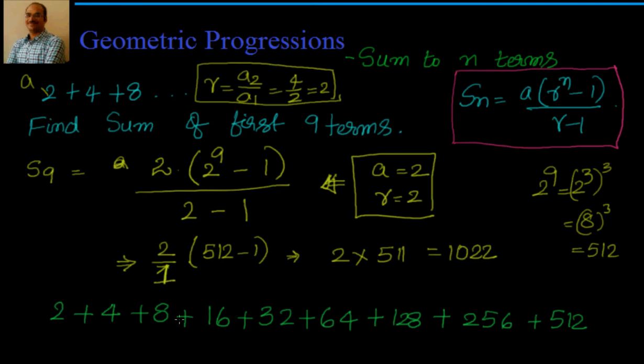Now try to add them up. 1, 2, 3, 4, 5, 6, 7, 8, 9. I hope I got all the 9 terms. You can add them: 768, 896, 960, 992, 1008, 1016, 1020, 1022. So the formula holds good. Sn equal to a into r to the power of n minus 1 by r minus 1.